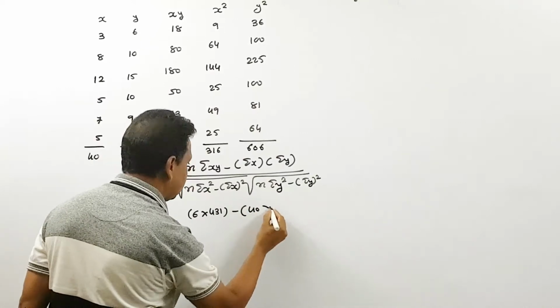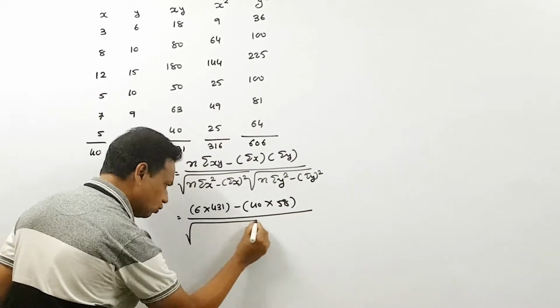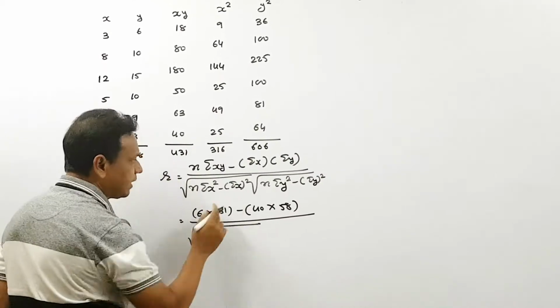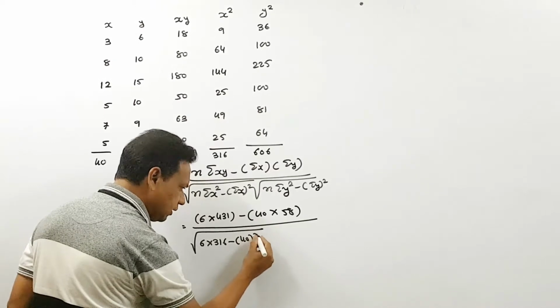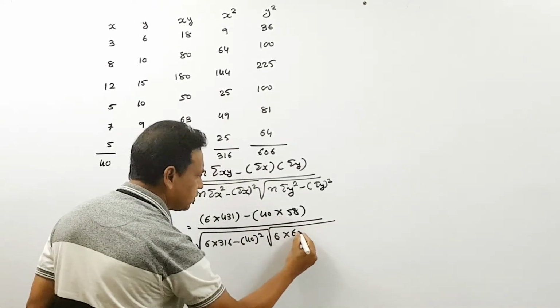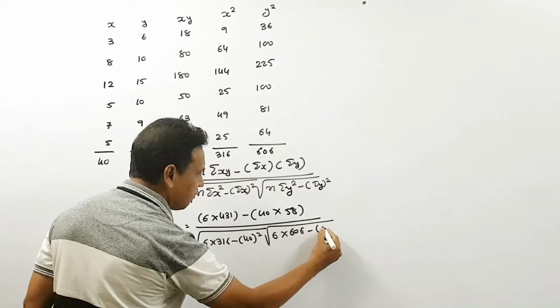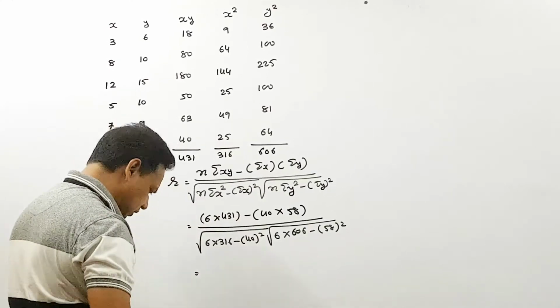It is 40 into sum of y, 58, divided by the first root of n, which is 6, sum of x square, it is 316 minus sum of x, 40, its whole square, the other root of n, which is 6, sum of y square is 606 minus sum of y, 58, the whole square. Now the product of these two things is available.